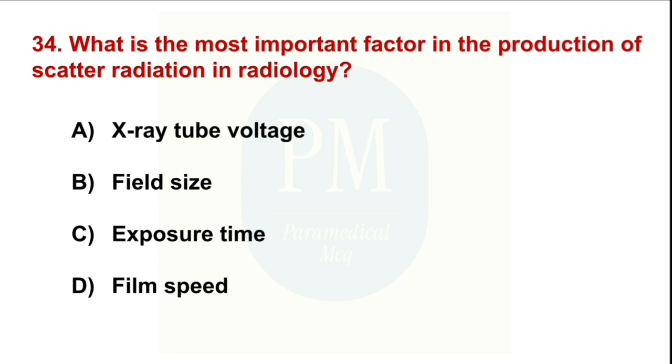What is the most important factor in the production of scattered radiation in radiology? Option A, X-ray tube voltage. Option B, field size. Option C, exposure time. Option D, film speed. The correct option is option B, field size.